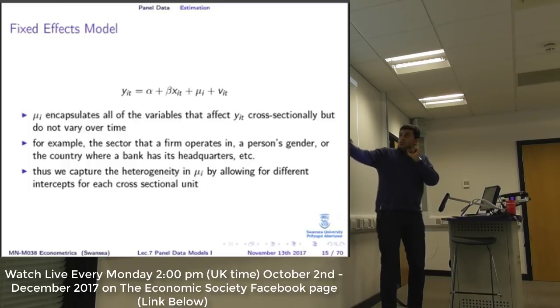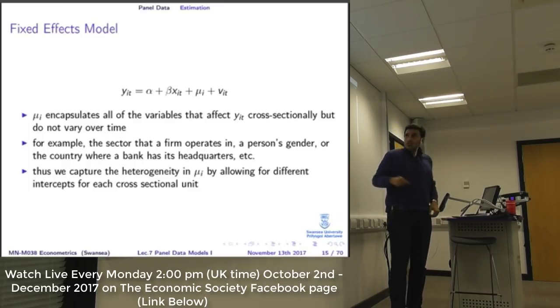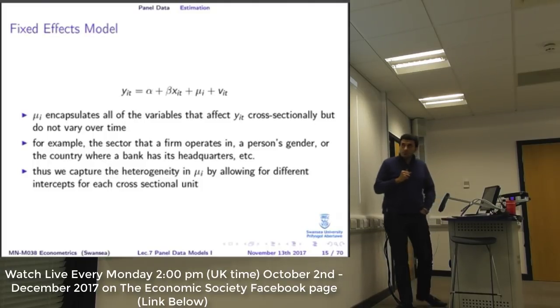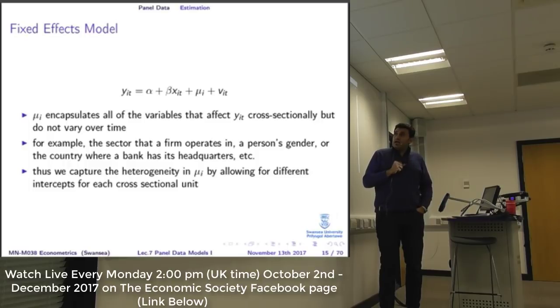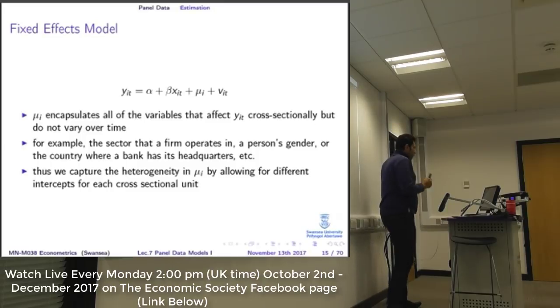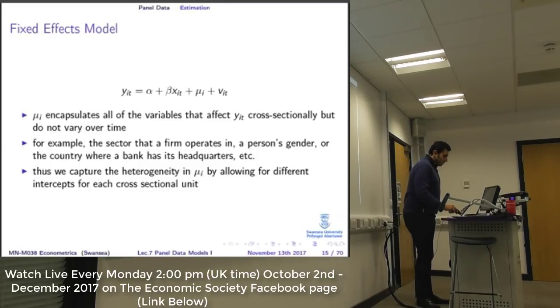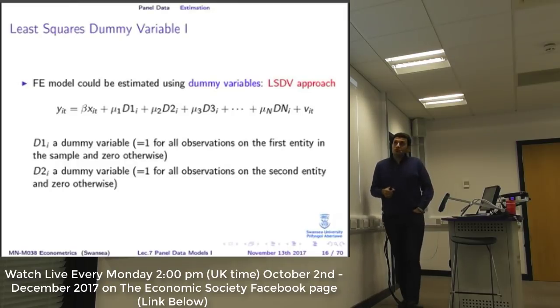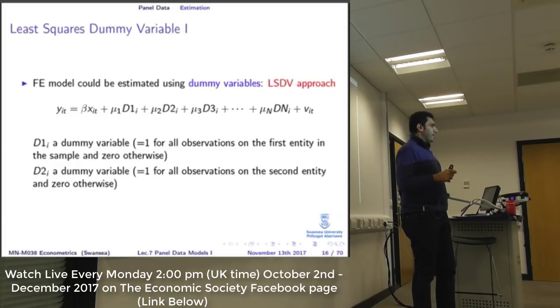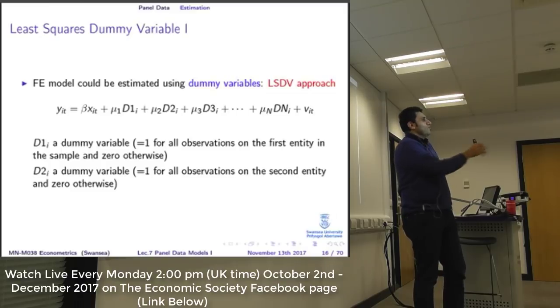Heterogeneity was already there. So we're trying to capture it through introducing this mu i, a different intercept for each cross-section unit. But again, how are we going to do that? One way to estimate this model is to introduce dummy variables. For each cross-section unit, you have a dummy variable. So if you have 30 firms, then you introduce a dummy variable for each one. So we've got 30 dummies.